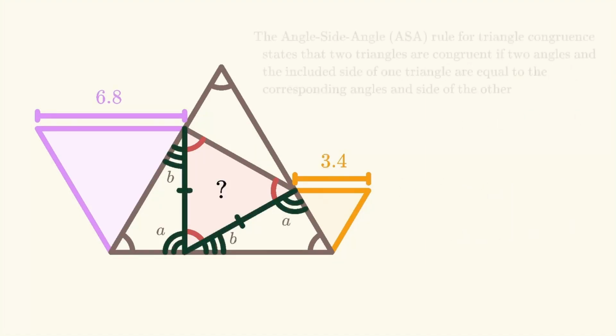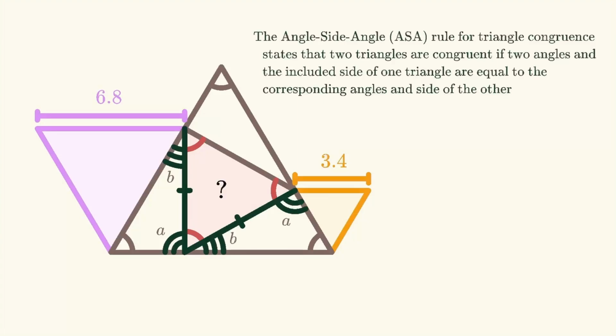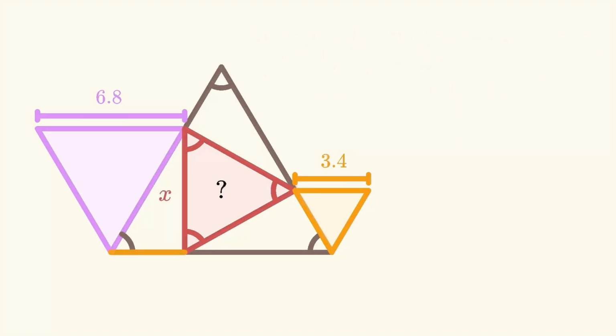Because these two triangles have two congruent angles on either side of a congruent side, we can prove the congruence of the two triangles with the ASA, or angle side angle postulate. Now that we know these two triangles are congruent, we know their corresponding side lengths.